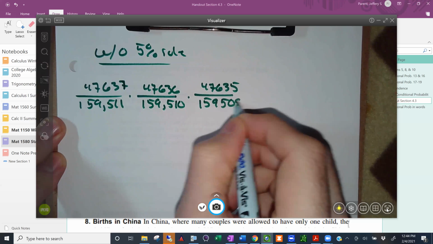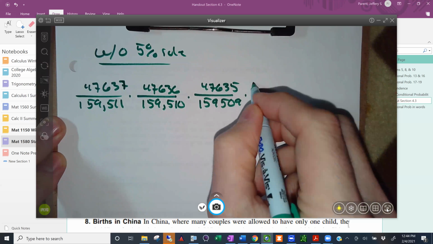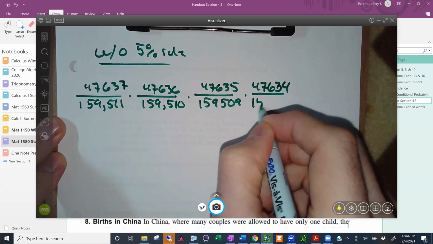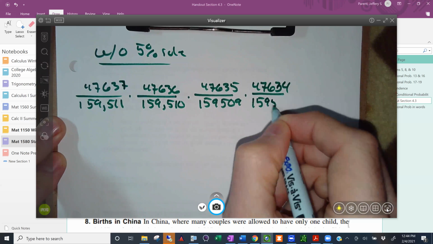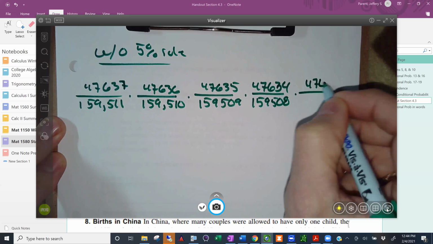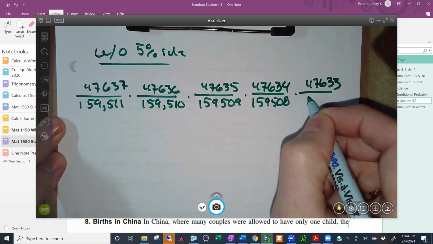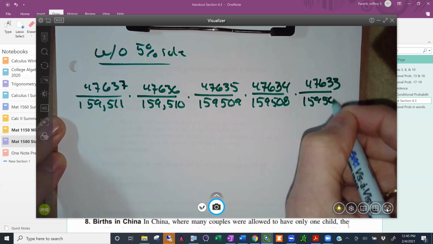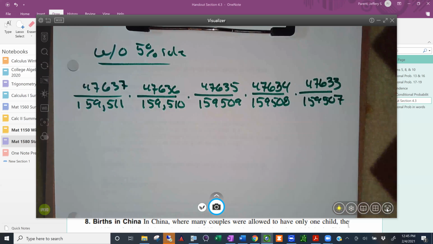159,509. And 2 more, 47,634 over 159,508. And 47,633 over 159,507. Ugh. Well, we could calculate it, but you know what? It's going to be really close to what we just did. So this is without replacement.